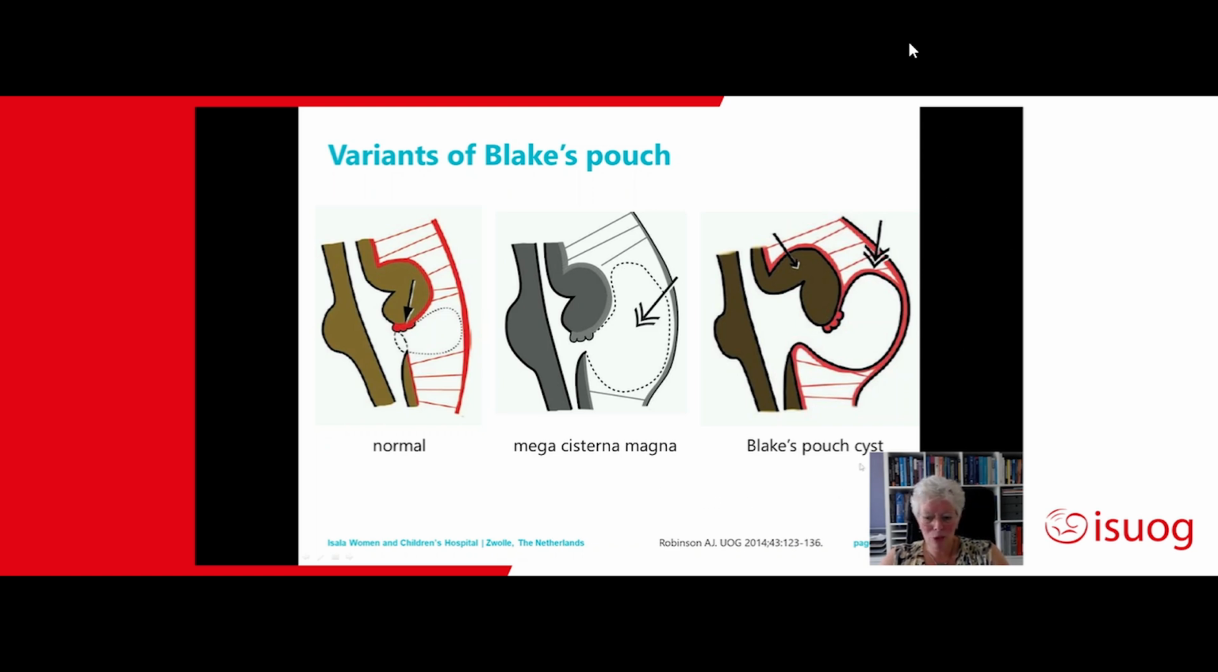If we have a Blake's pouch cyst or a persisting Blake's pouch, what will happen is that the walls of the Blake's pouch will not fenestrate, so there will be no open connection between the inside and the outside, and this cyst can grow, which pushes the cerebellum a little bit more upward. So you have an upward rotation of the vermis, but it is a normal vermis with a normal fastigium and a normal shape of the vermis, and also a normal position of the choroid plexus.